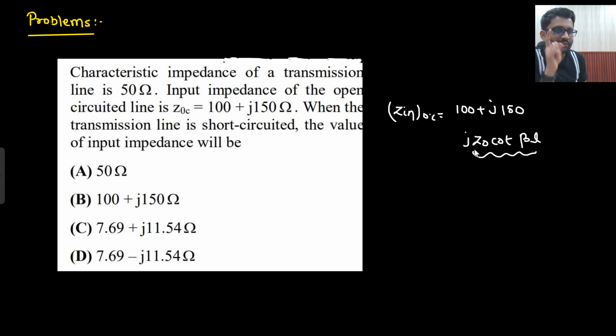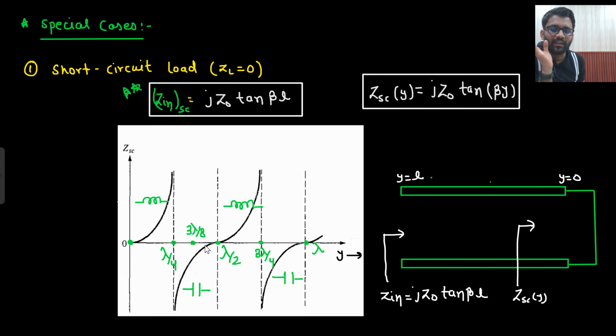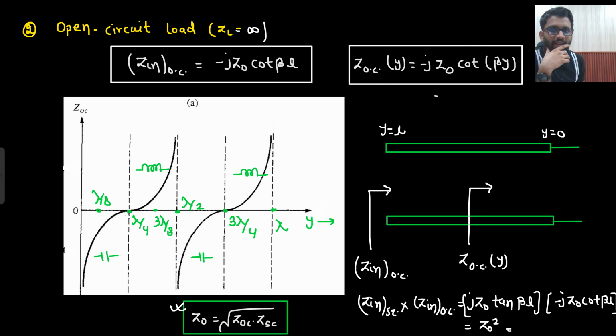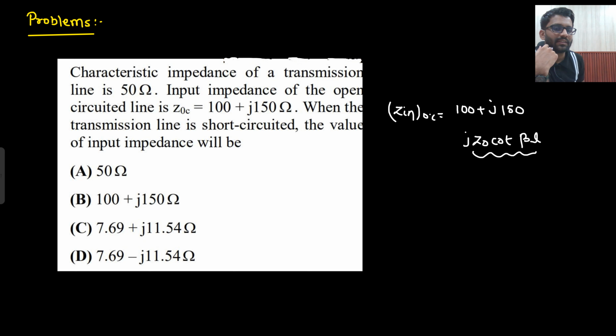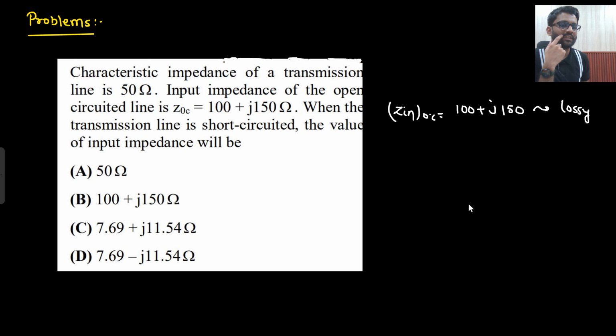So what we assume is whether it will be inductive or capacitive, right? Here we have seen whether it will be inductive or capacitive when the line is open circuited. But here what is this? This is complex. That means certainly this is not a lossless line. This has to be a lossy line. Are you getting this point? Zin open circuited is not inductive or capacitive. It is complex. That means certainly it is a lossy line. And for a lossy line, what is the formula? For the lossy line, the formula is Z0 coth gamma L for open circuit.